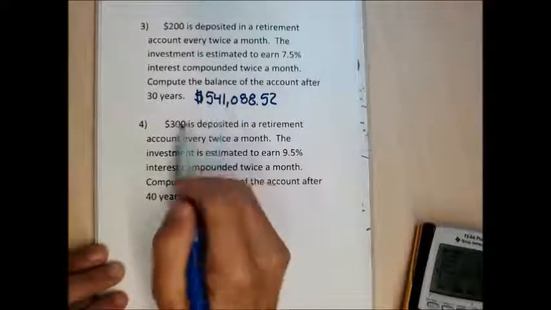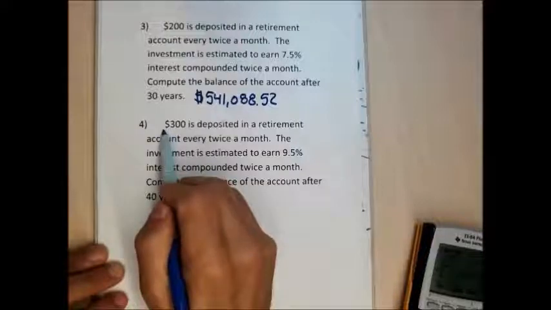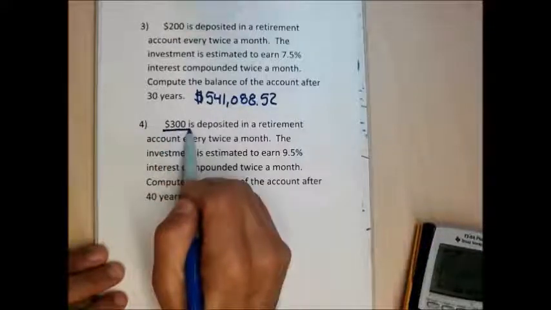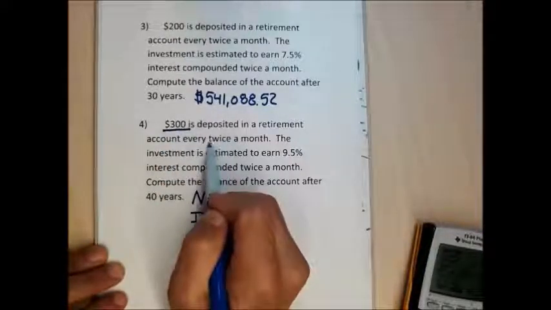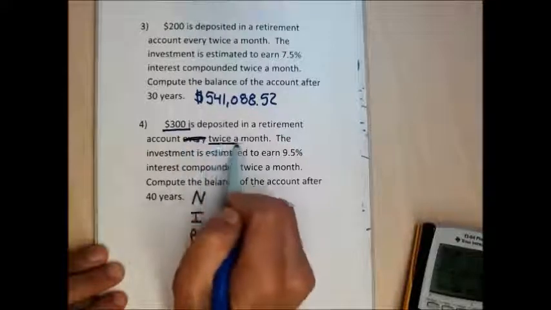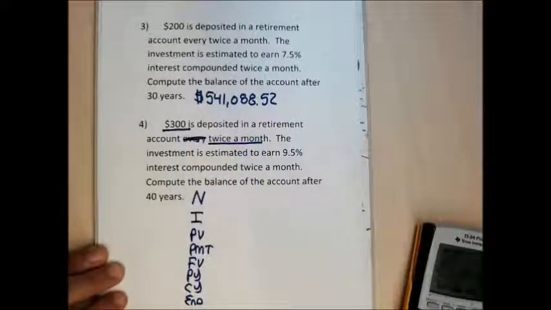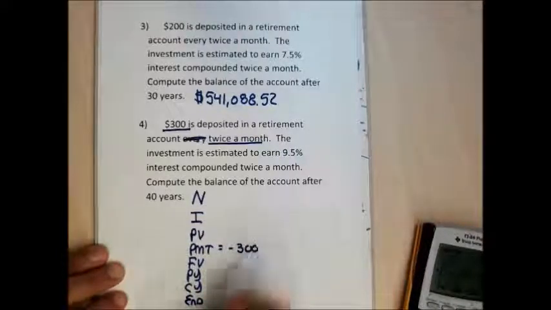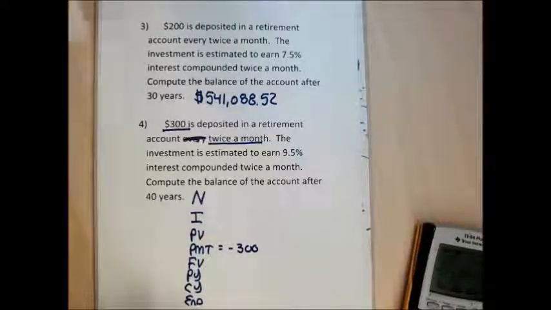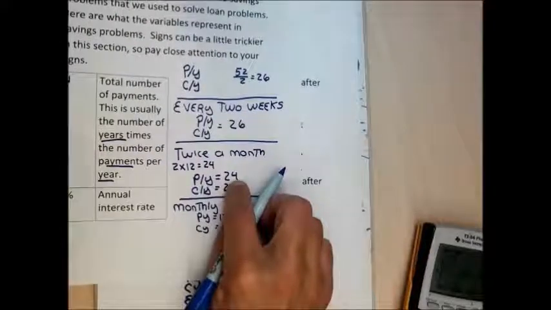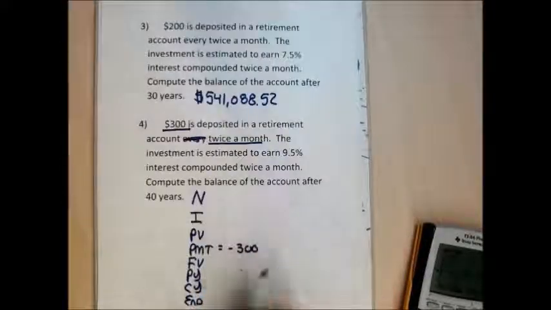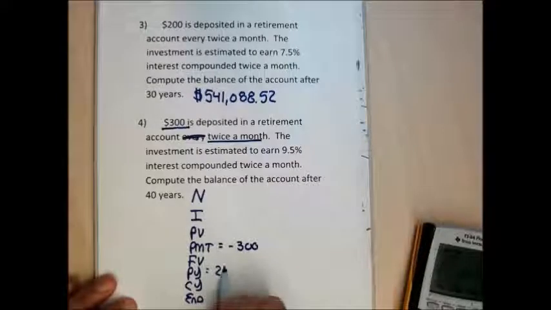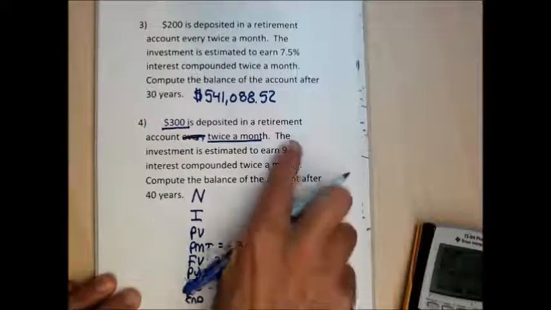As I read through problem number 4, in the first sentence I see $300 is deposited in a retirement account every, it should just say twice a month. And that 300 is a PMT. It's going to go in as a negative amount because it's money I'm spending. Twice a month is 24 for the PY and the CY. So for my PY and my CY, I'm going to put 24. Done with my first sentence, move on to the second sentence.